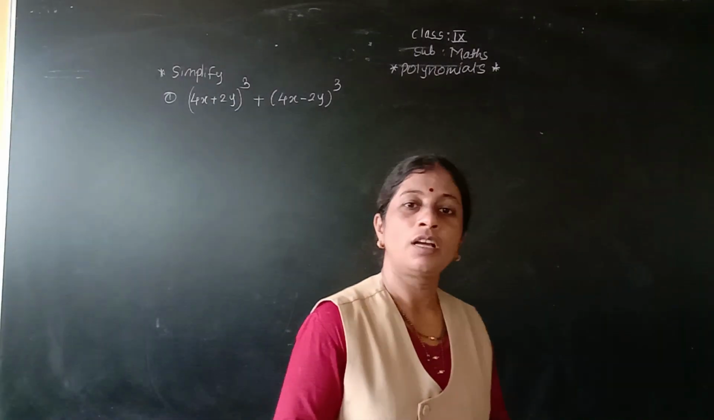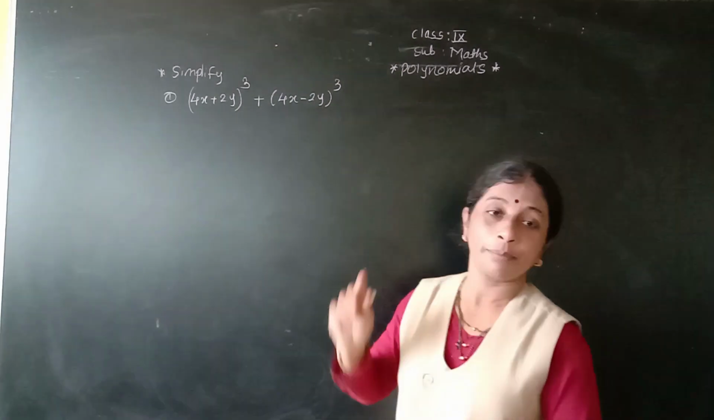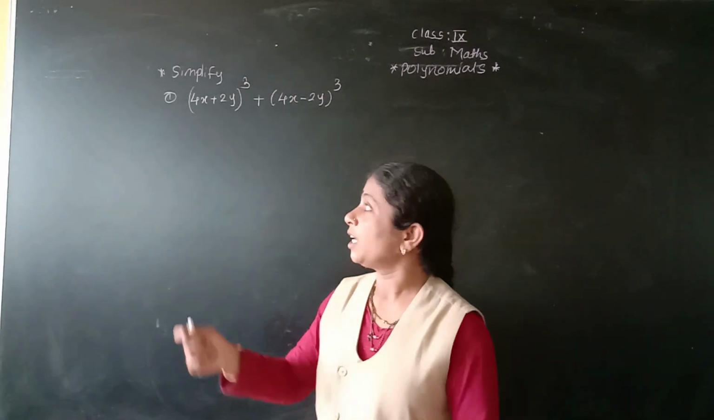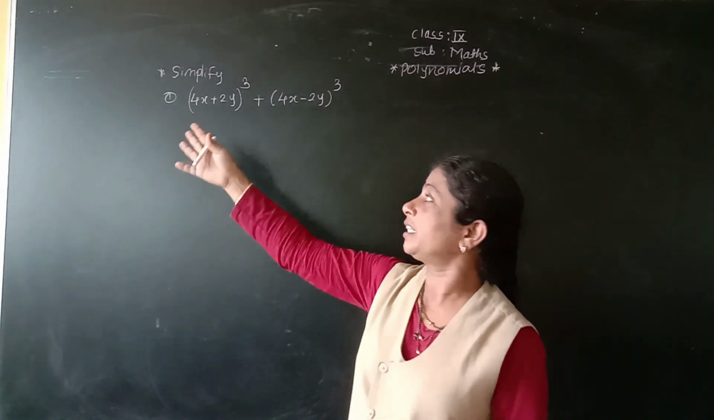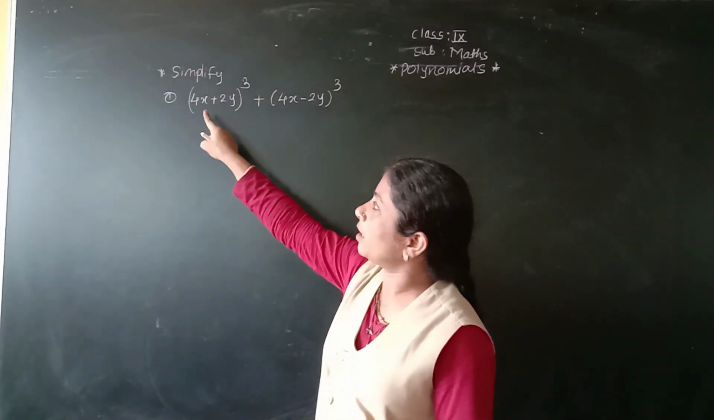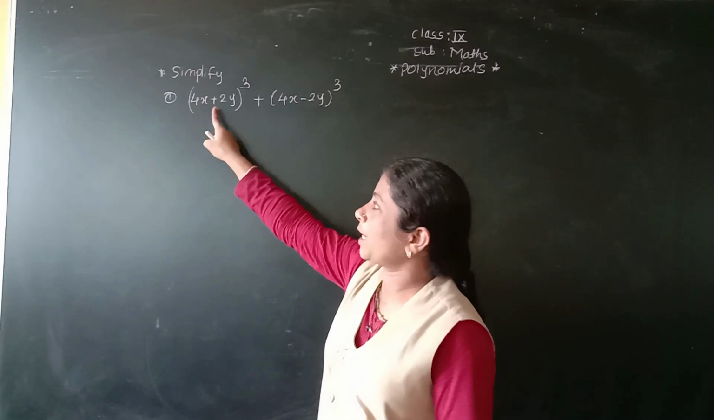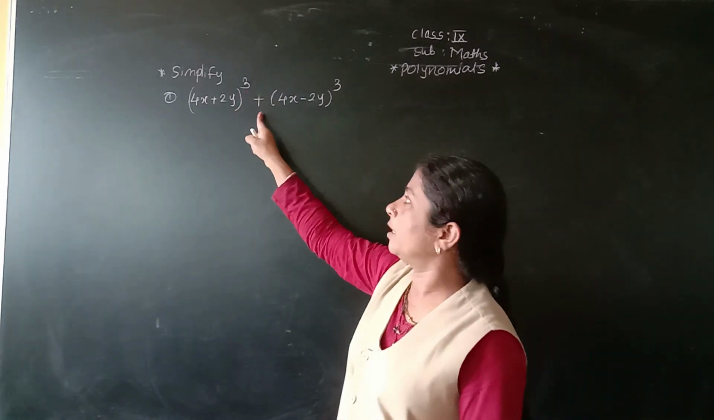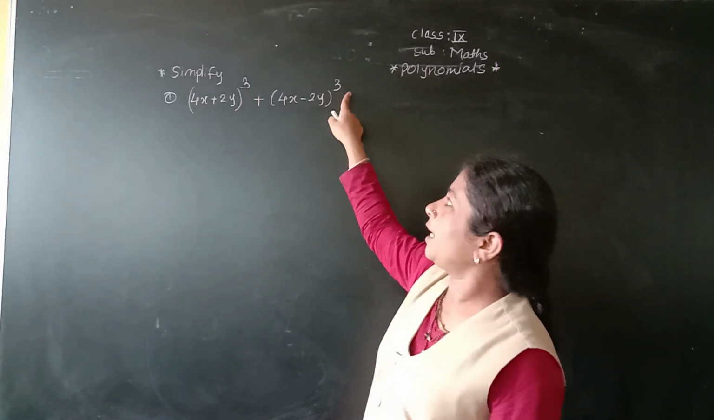Good morning, students. Today we are going to see the examples on identities. Okay. So yesterday we learned the identities about the cube, right? So now we will have the example. Simplify (4x + 2y)^3 + (4x - 2y)^3.